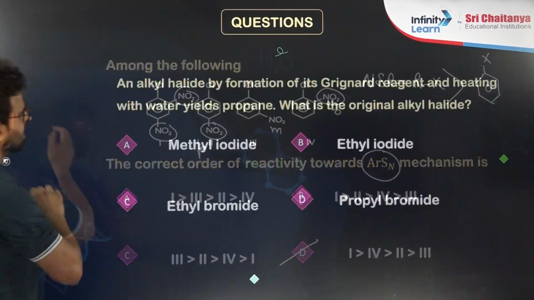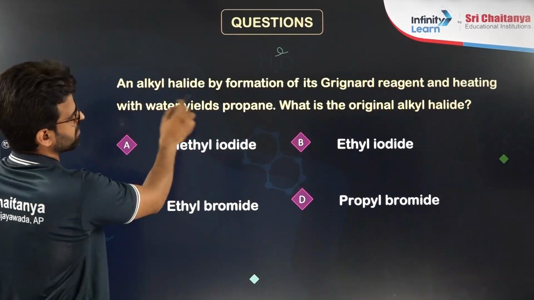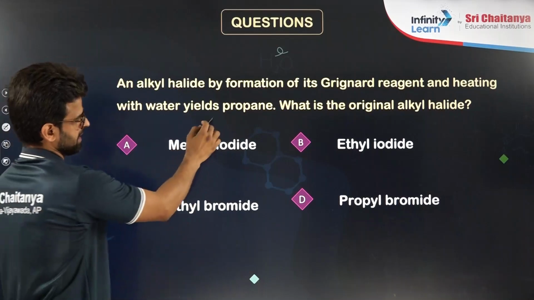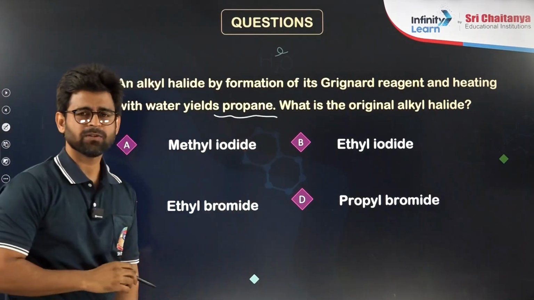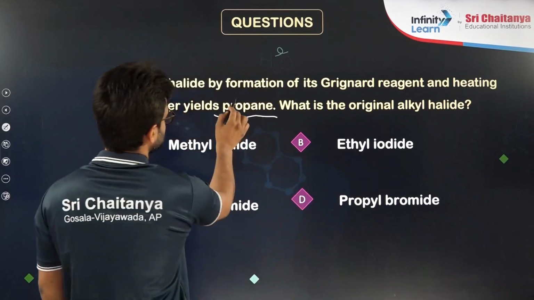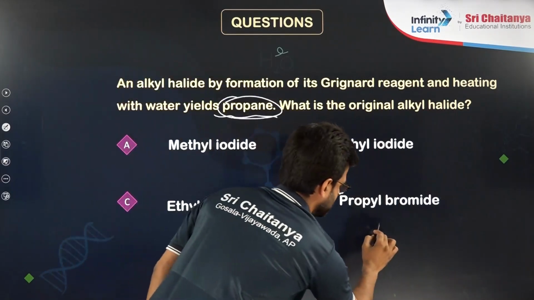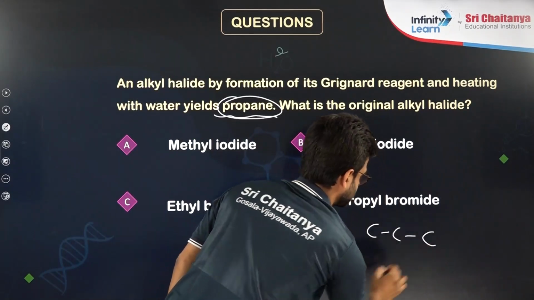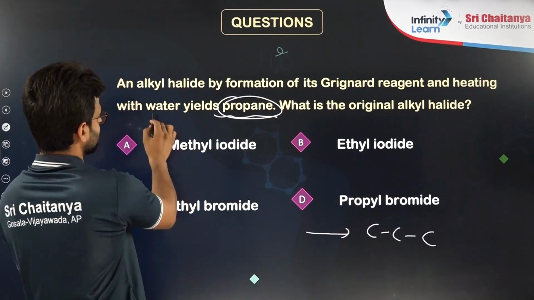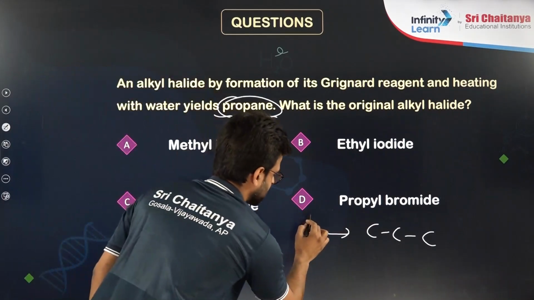Very important question. Next thing: alkyl halide formation of Grignard reagent and heating with water yields propane. Just now we have seen the reaction of Grignard reagent. Now we have to go the reverse way. They are saying we are making what? Propane. Okay, we will make propane here. Fine. From what are we making? They are saying with water they heated, right? I am taking water here.